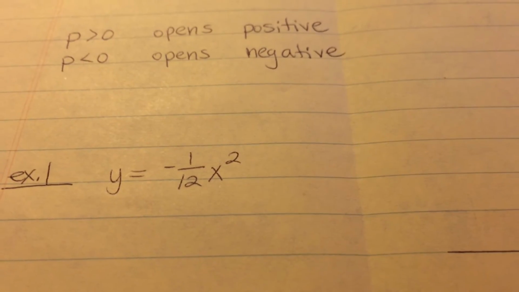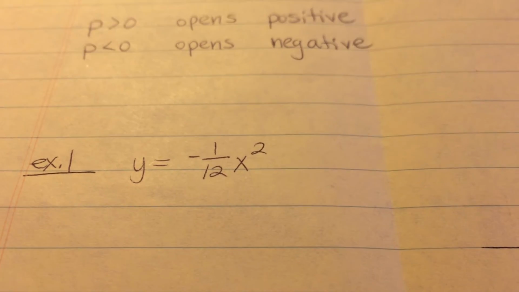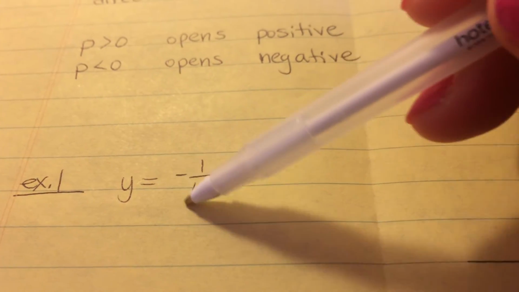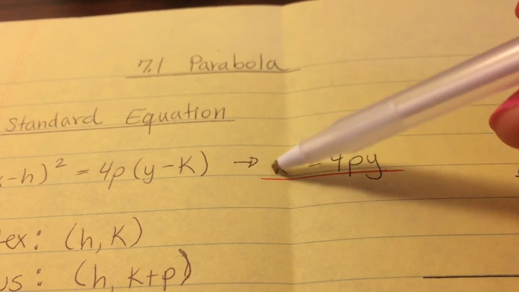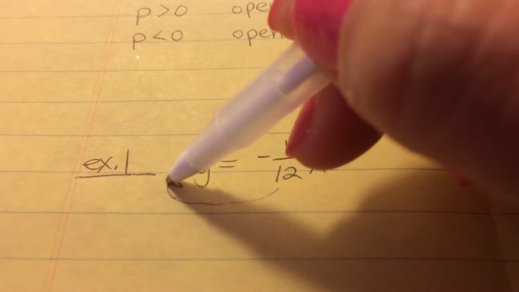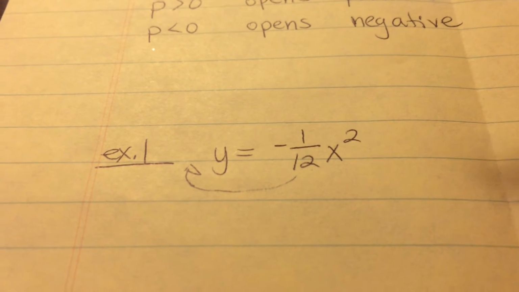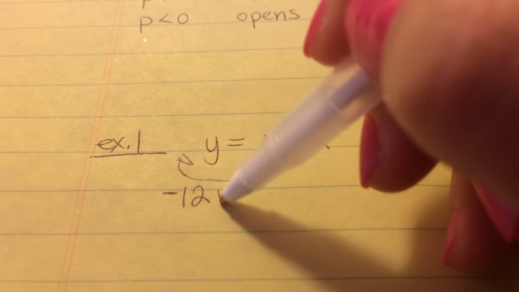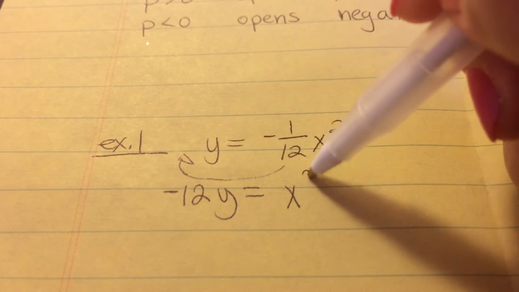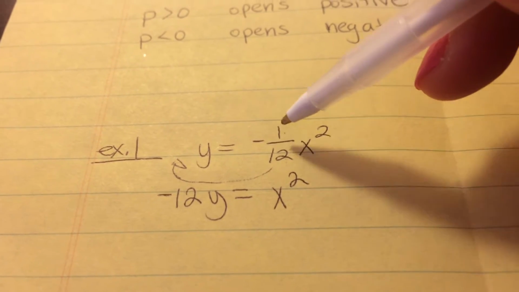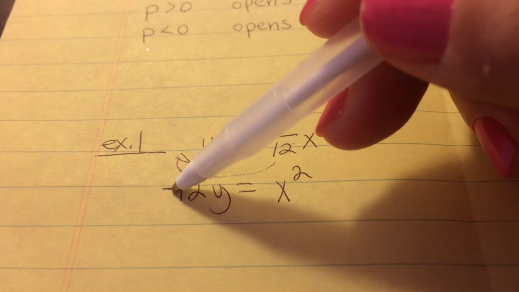If I have y equals negative 1 over 12 x squared, the rule said that you cannot have a coefficient in front of x squared, because that's what we mentioned up here. So I need to bring that negative 1 over 12 over to the other side. How do I do that? If you multiply by the reciprocal of it, that'll bring it over. So we have negative 12 y equals x squared. The reciprocal of 1 over 12 is 12 over 1, yes, but you have to keep the negative.